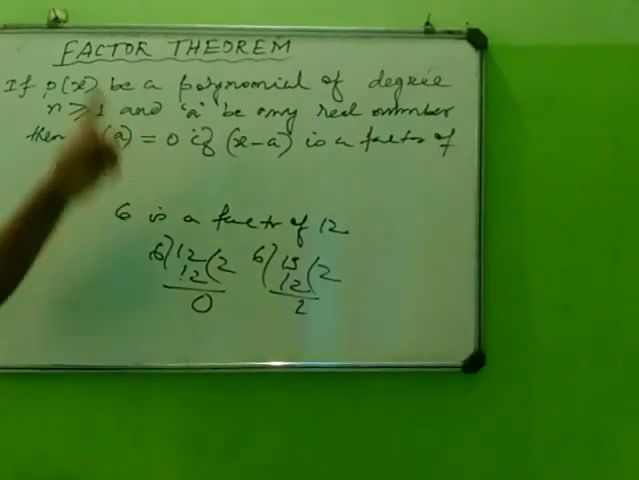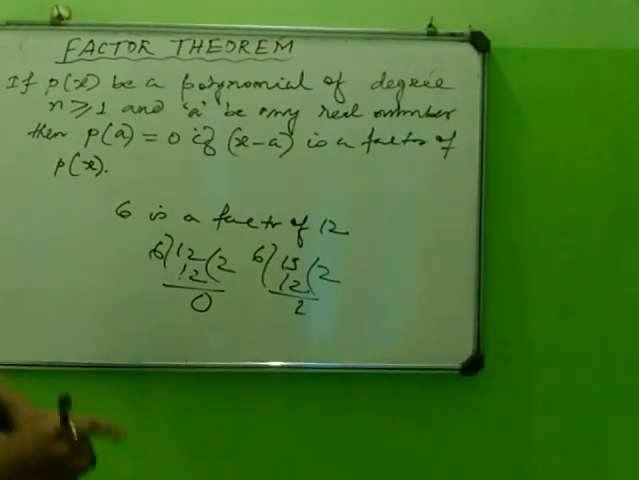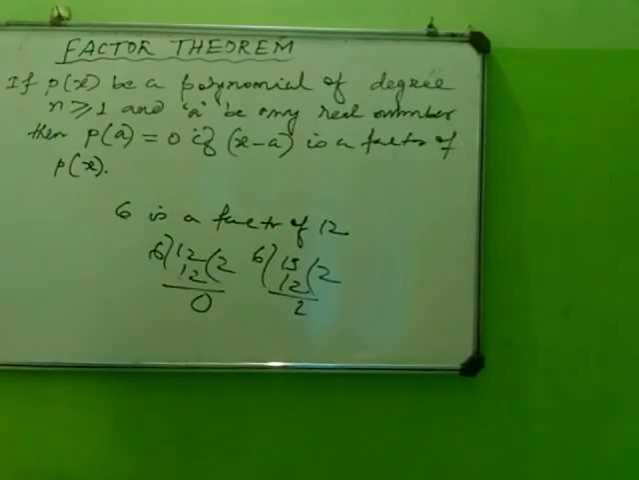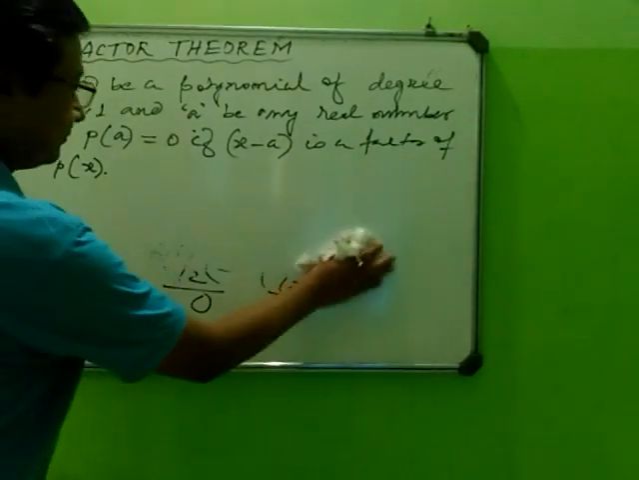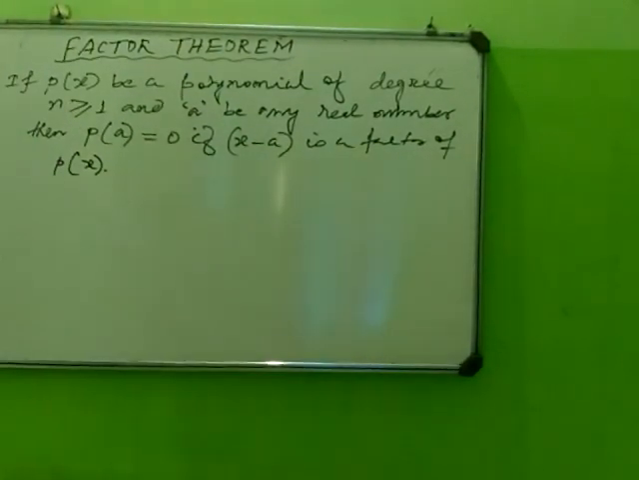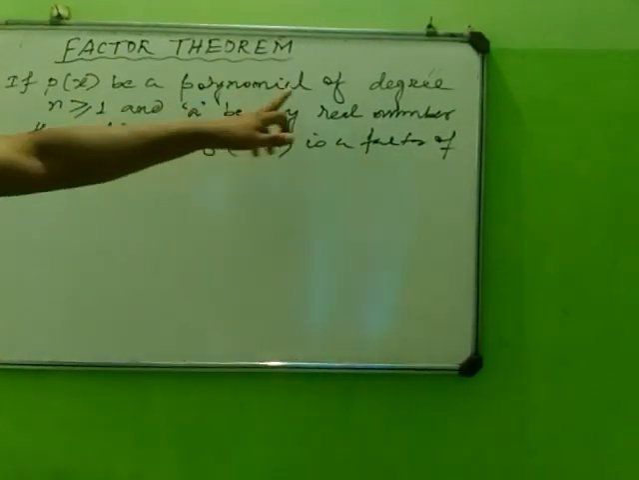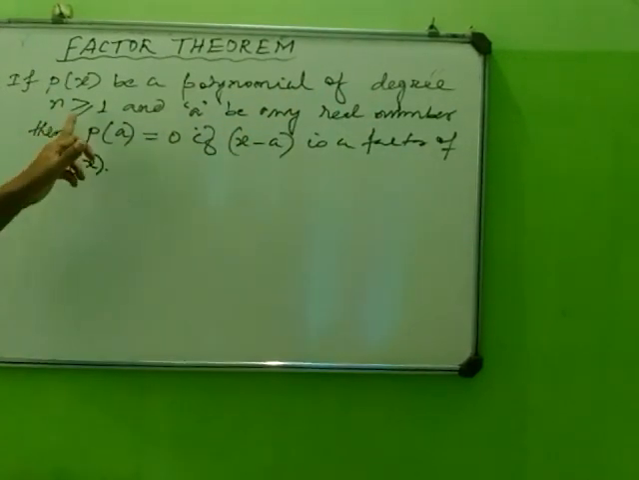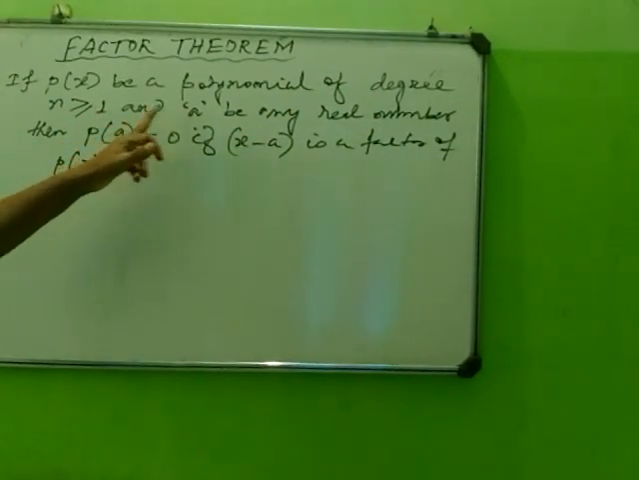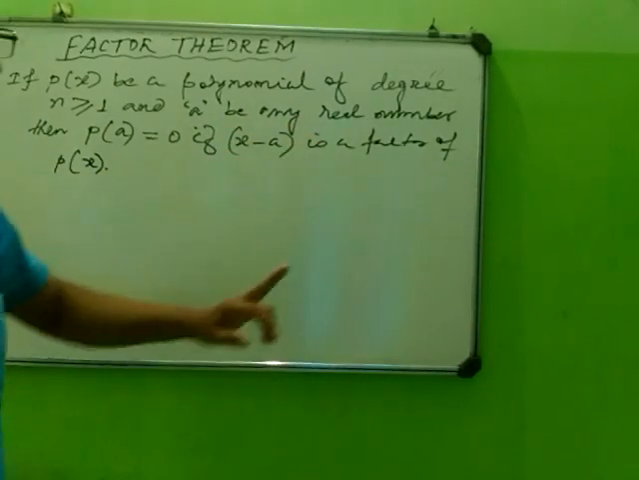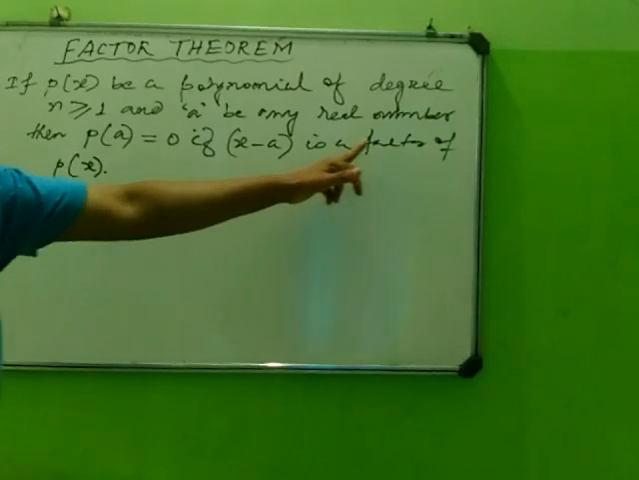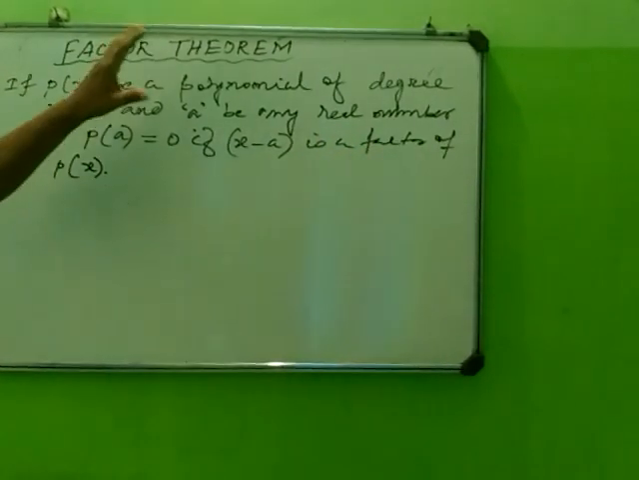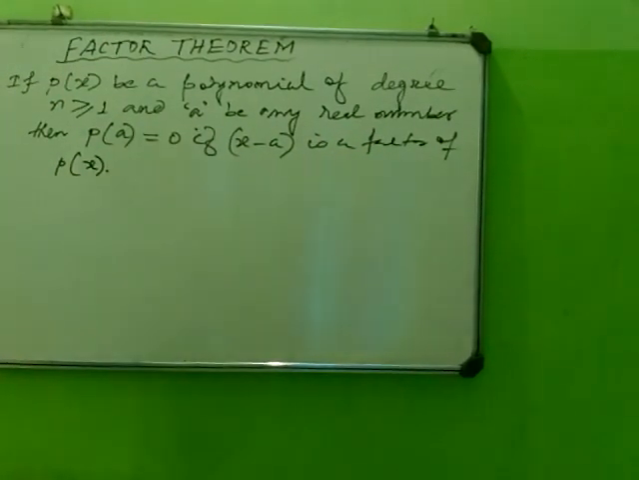Now, here you will be dealing with polynomials. Let us discuss. If p of x is a polynomial of degree n greater than or equal to 1 and a is any real number, then p of a equals 0 if x minus a is a factor of p of x. This is the definition of the factor theorem.